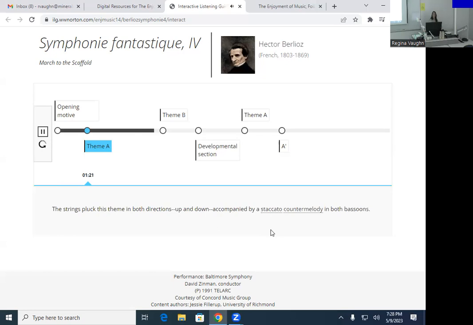Did you love the bassoons in this time period? Bassoons get some really cool parts in Romantic music.